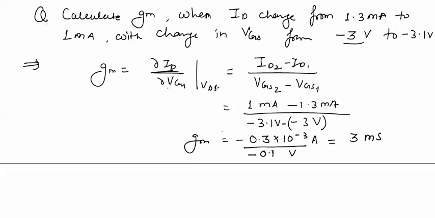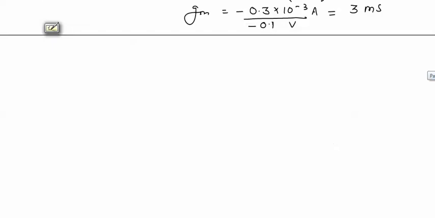So this was all about JFET. Now we will move to MOSFETs, metal oxide semiconductors. But before moving to the MOSFETs, we will discuss something about MOS capacitor. MOSFET's operation somewhat depends on this MOS capacitor.